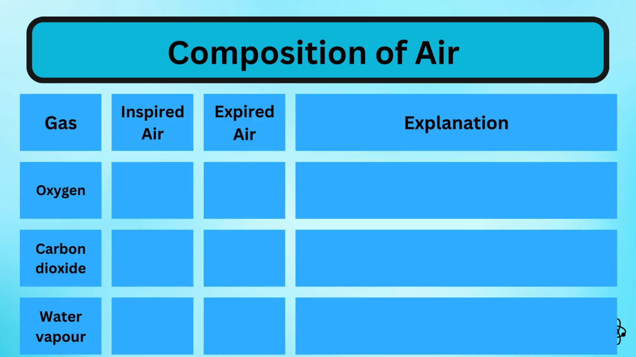The composition of gases in inspired and expired air is different. This difference is due to the gas exchange that happens at the alveoli in the lungs. The table below will explain these differences in composition.